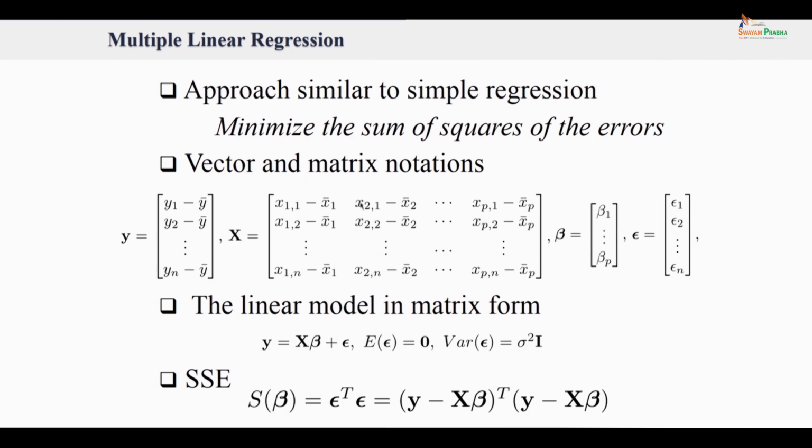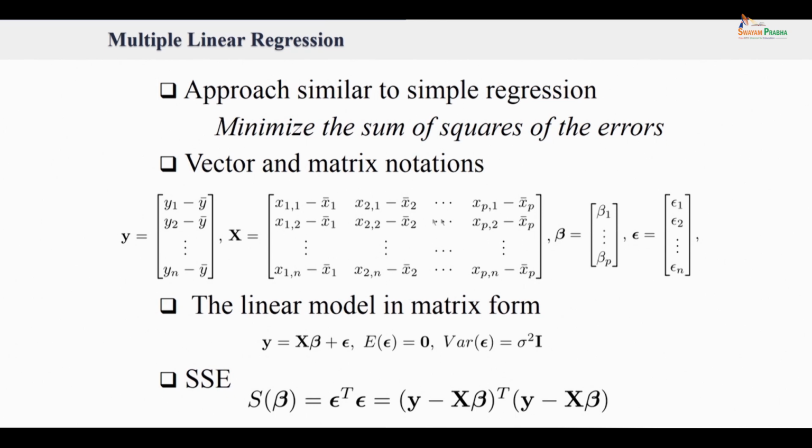So this one represents the first observation of the second independent variable minus the mean value of the second independent variable, and we do this for all p independent variables. So this particular matrix X that we get will be an n cross p matrix. N is the number of rows, p is the number of columns.